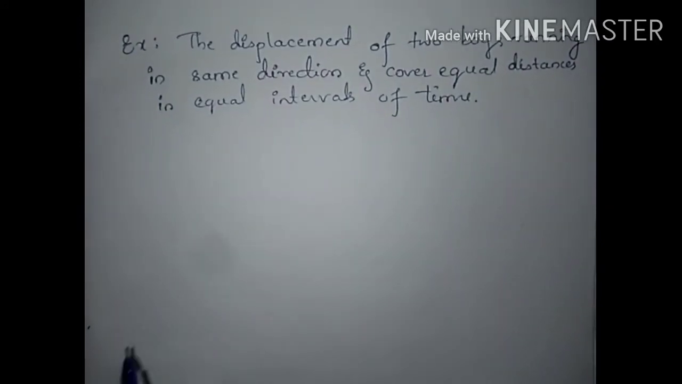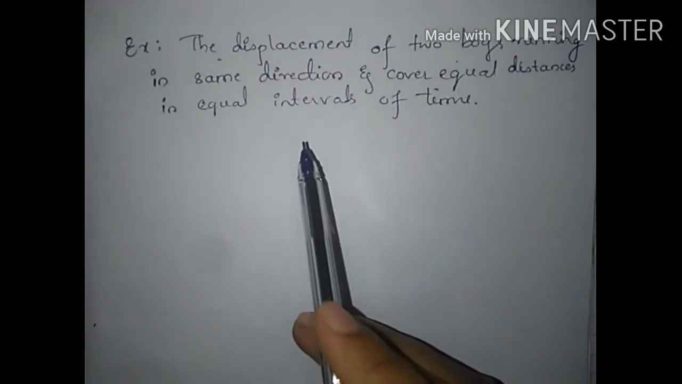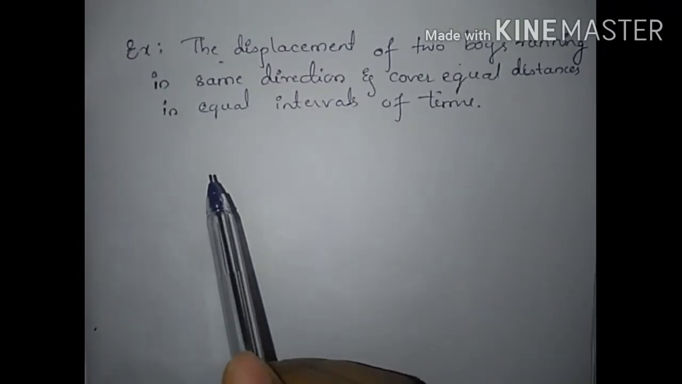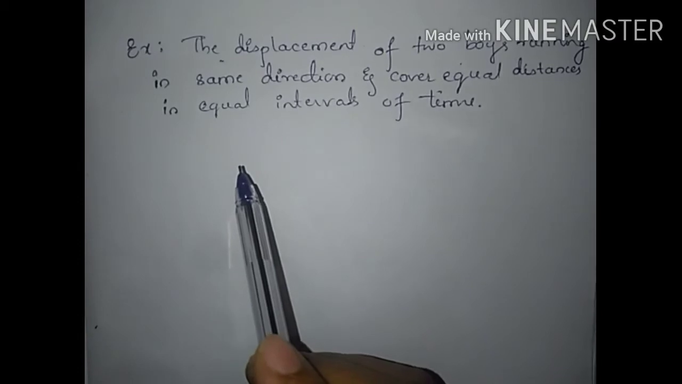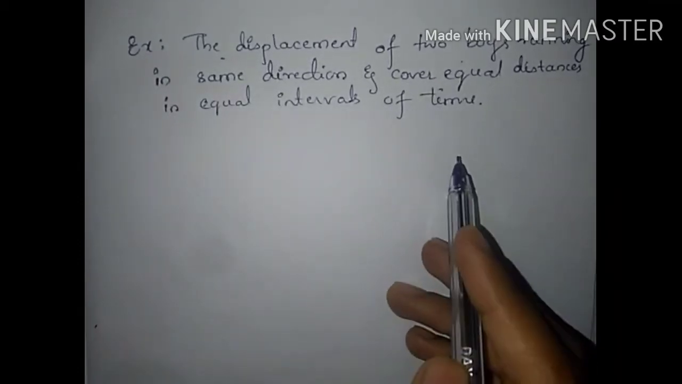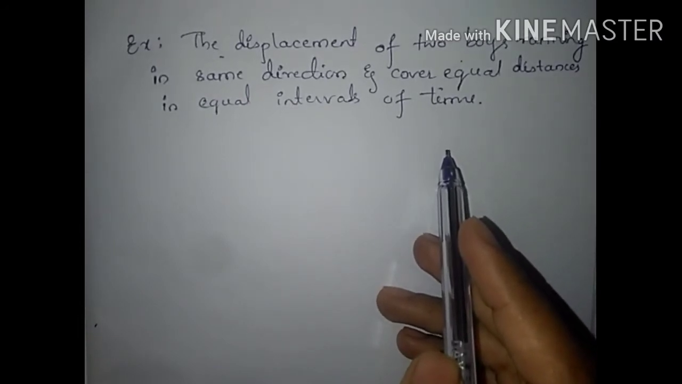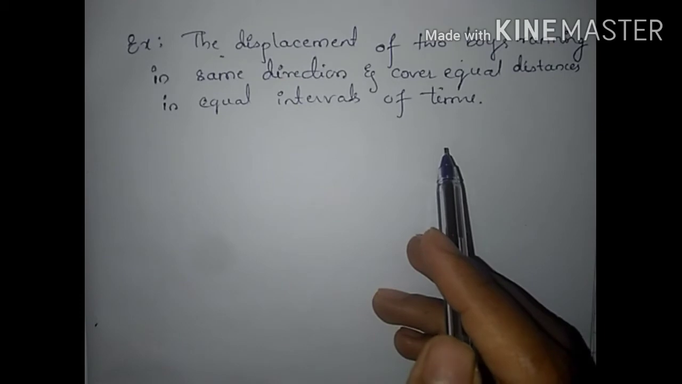So what you have is the displacement of two boys. Let's suppose two boys are running. They are running in the same direction. Now what has to be equal? They have to cover equal distance in equal intervals of time. Then only the displacement vectors of these two boys can be said to be equal vectors.